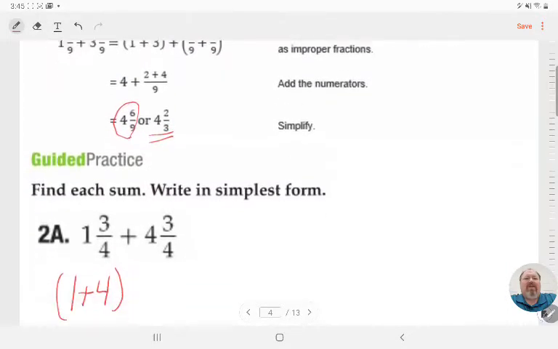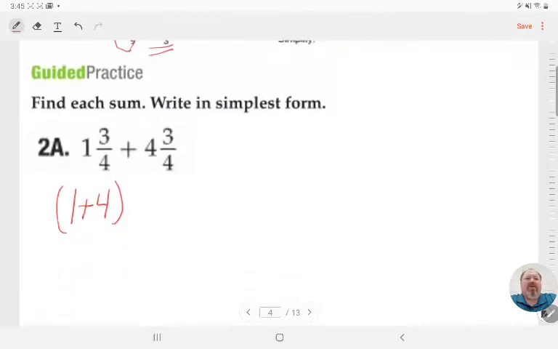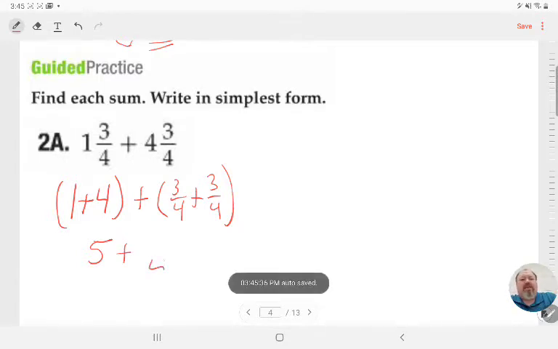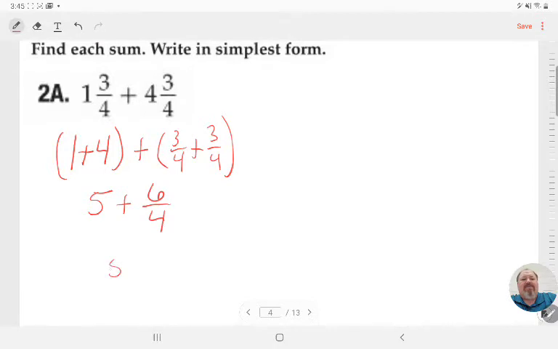And then we can take our 3/4 plus our 3/4 and group those together. 4 plus 1 is 5. And 3/4 and 3/4, we keep the 4 in our denominator, and 3 plus 4 is 6. So that gives me 5 6/4.